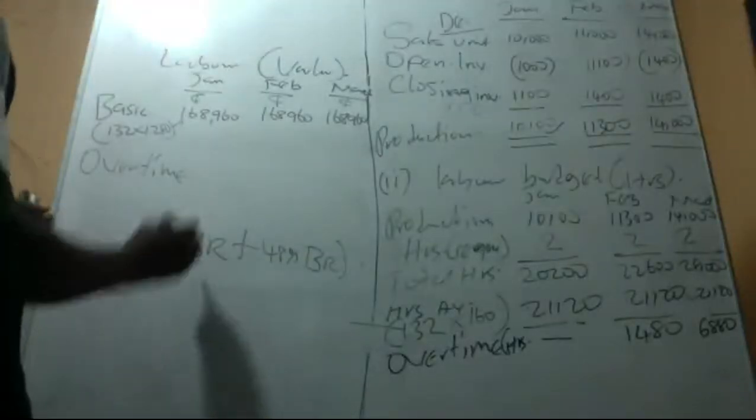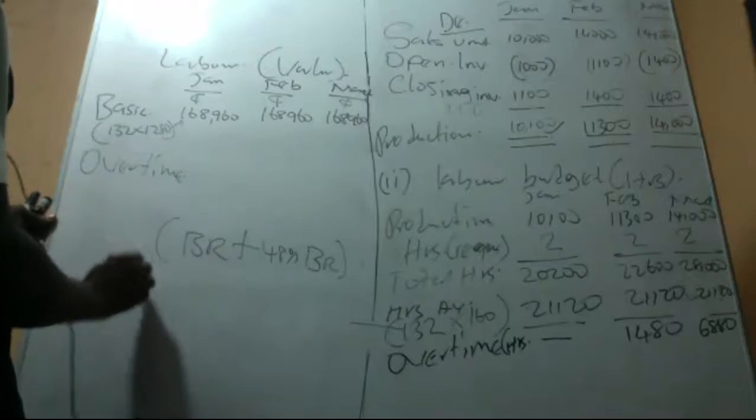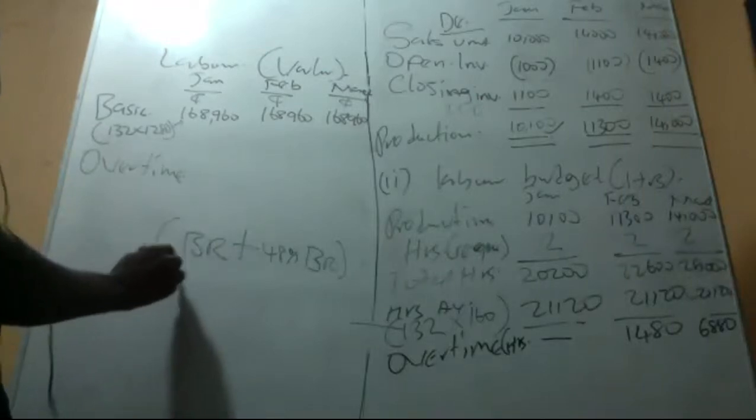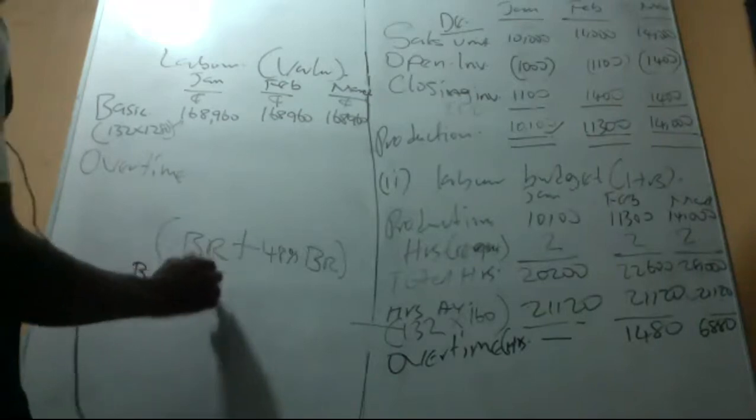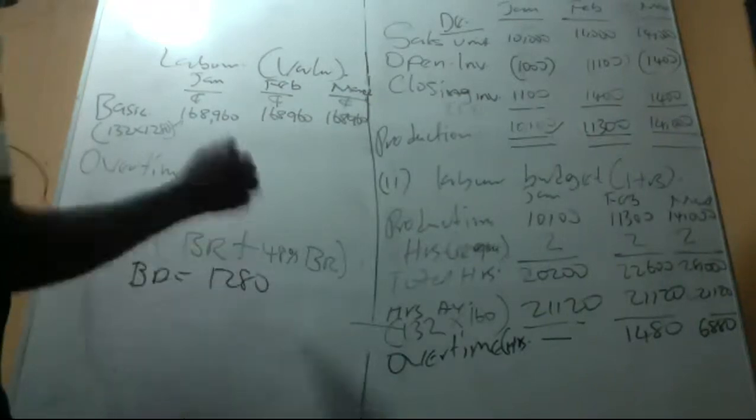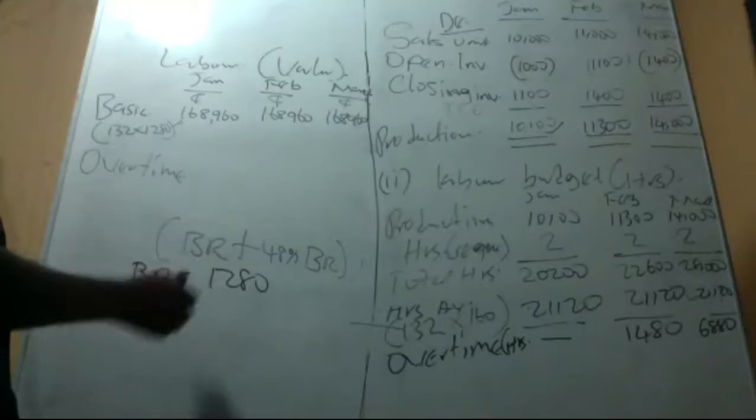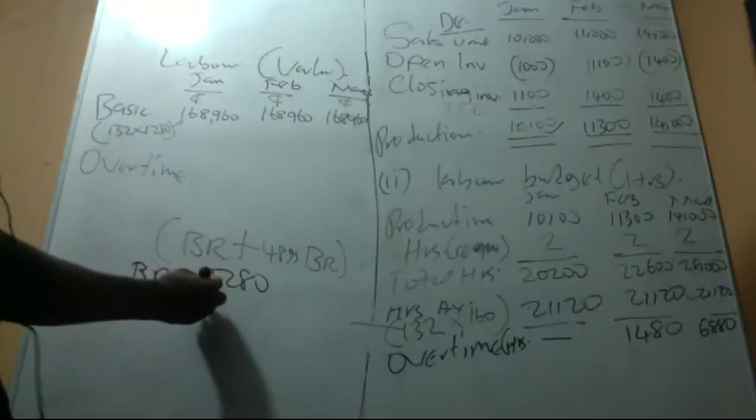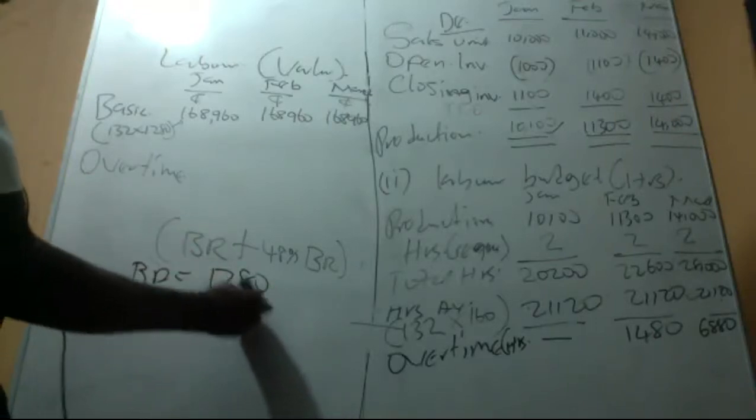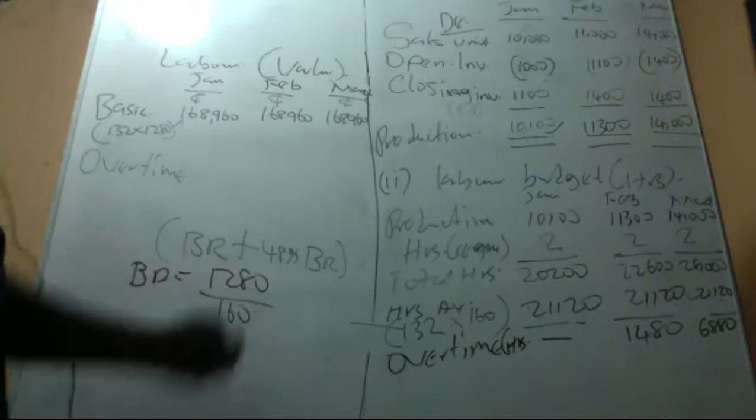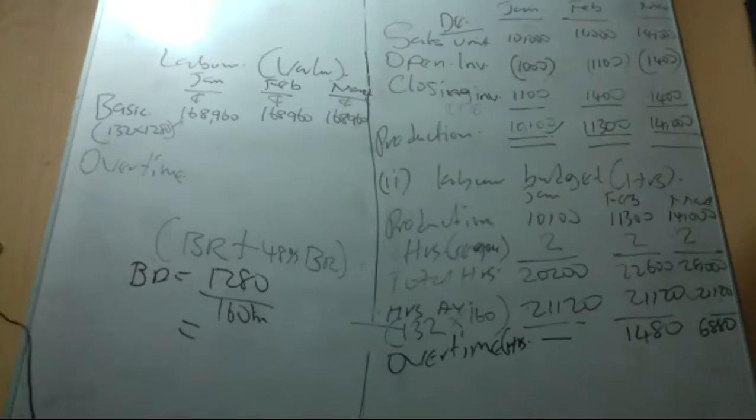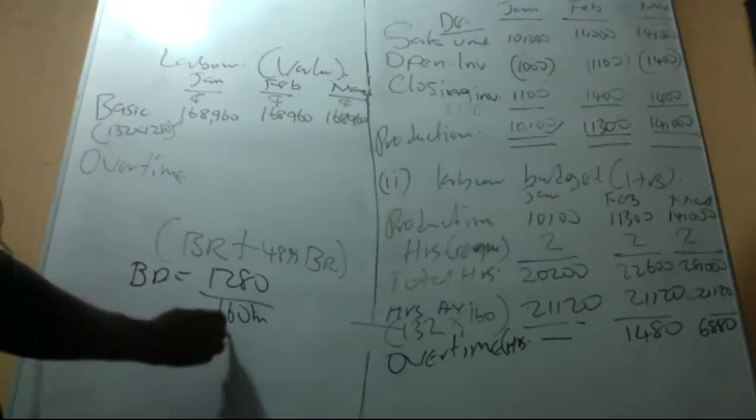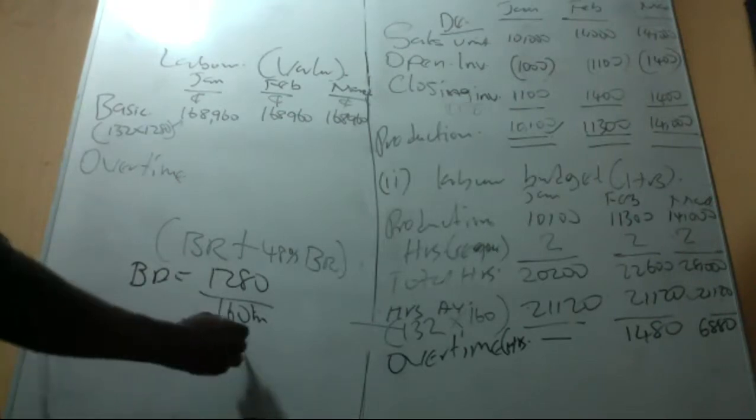With that one, it will be the basic rate. But how much are they giving each employee? You are giving them 1,280. What is the minimum pay? Minimum pay is this. What's the minimum hours? 160 hours. So that's 160 hours. So this will give us the basic pay, and that will be 8 Ghana cedis.